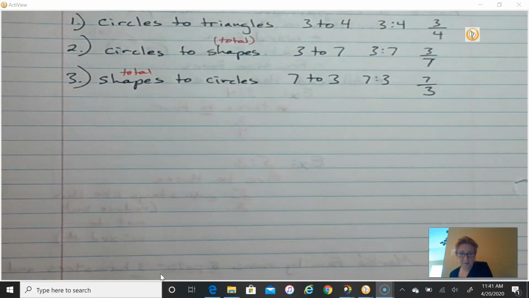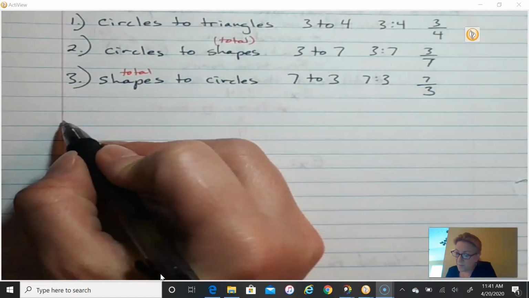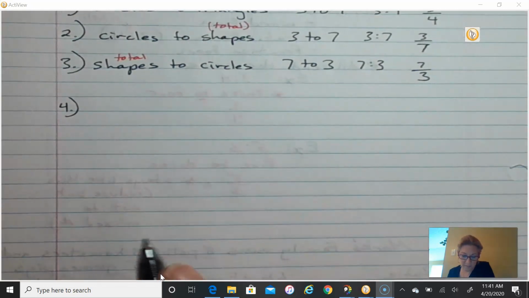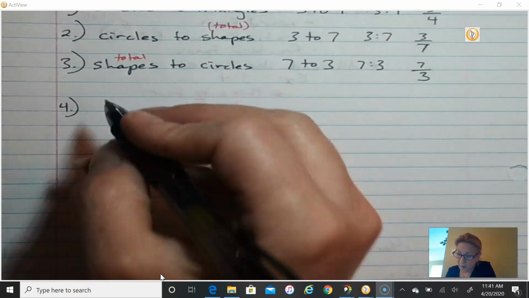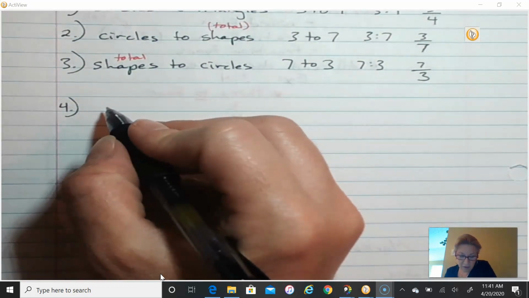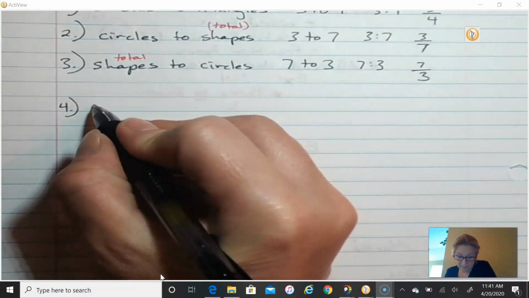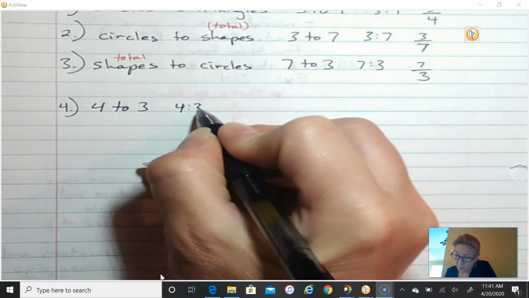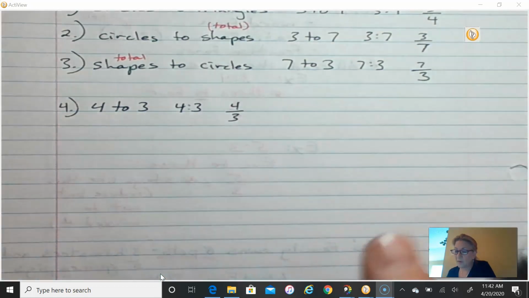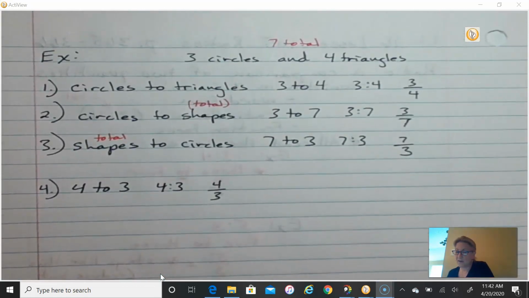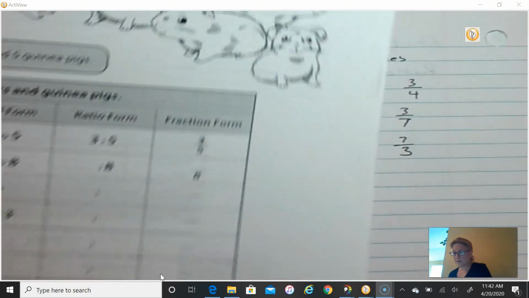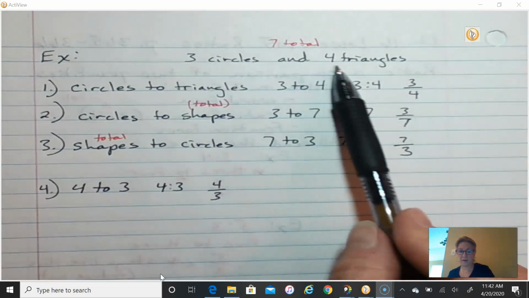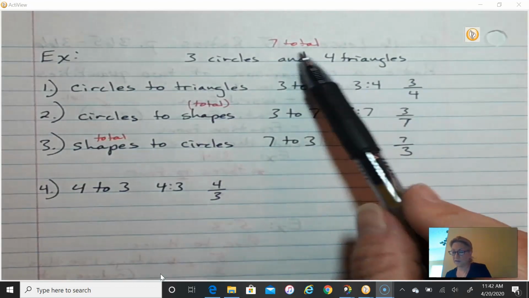Any questions? All right, what if I did, and these are coming from the worksheets, don't look for this in your book. What if I wrote the ratios down and then you had to write it down in words? What if I said 4 to 3, 4 to 3, 4 to 3? What are they referring to? Still using this picture right here, and I've written it right here. 3 circles and 4 triangles and 7 total.